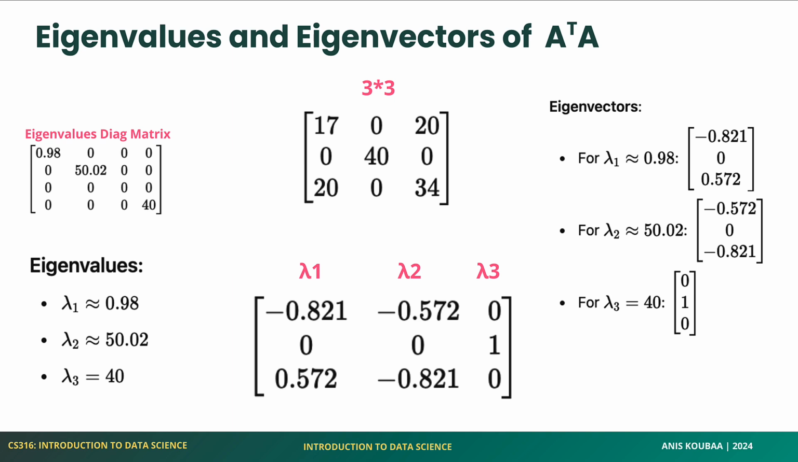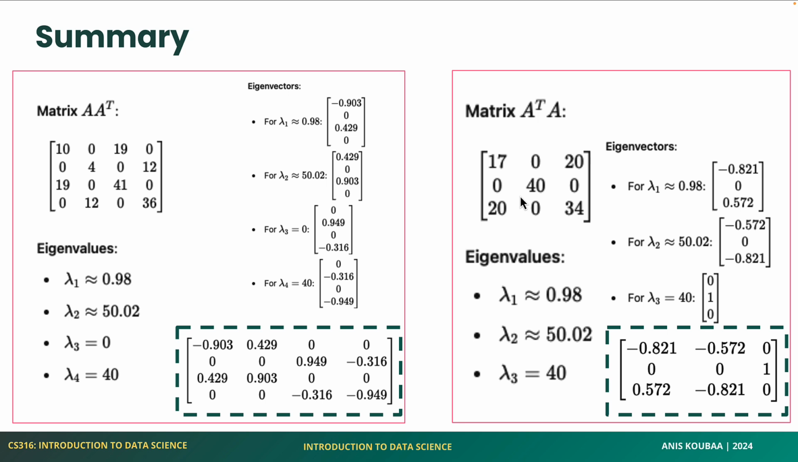And now, organizing also the eigenvectors, we will have this matrix. This is the first eigenvector, this is the second one, and this is the third eigenvector. So let's summarize. We did the matrix multiplication A by A transpose, and A transpose multiplied by A. We found the same eigenvalues, and it resulted in two square matrices with different dimensions. How is this useful now? Let's move forward.